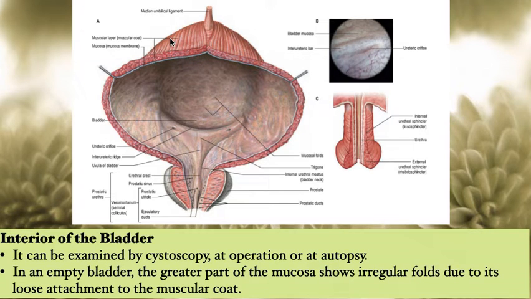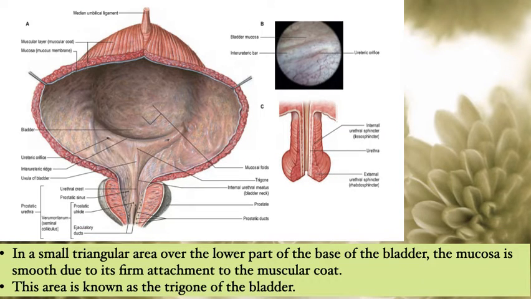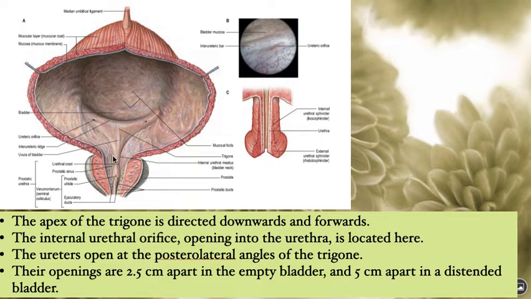Okay, now coming to the interior of the bladder, it can be examined by cystoscopy at an operation or an autopsy, right? In an empty bladder, the greater part of the mucosa shows irregular folds due to its loose attachment onto the muscular coat. The small triangular area over the lower part of the base of the bladder has a smooth attachment to the muscular coat. This is known as the trigone of the bladder. The apex of the trigone is directed downwards and forwards.